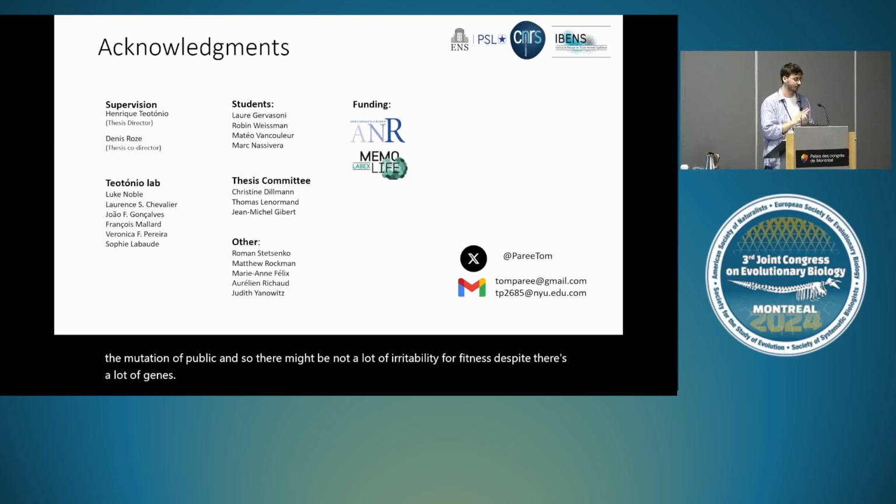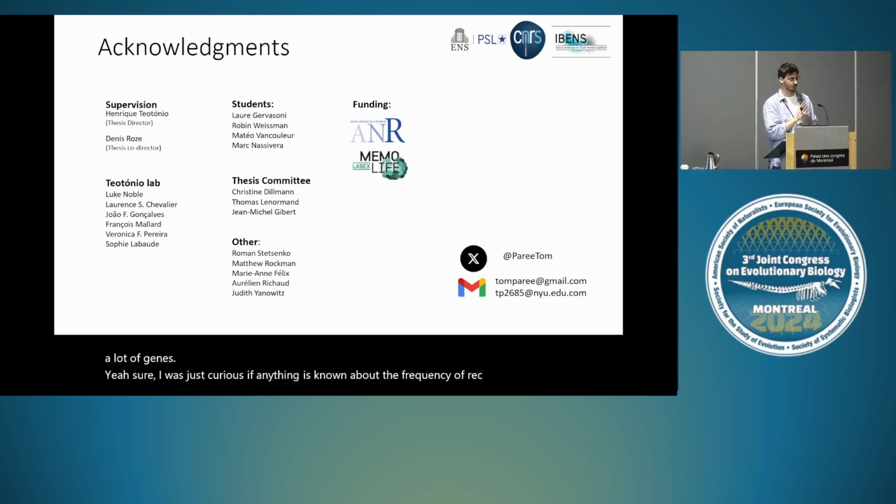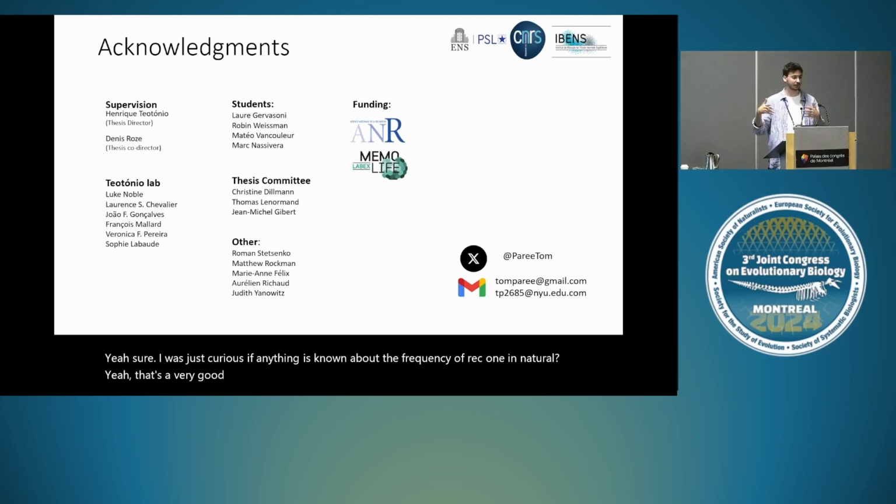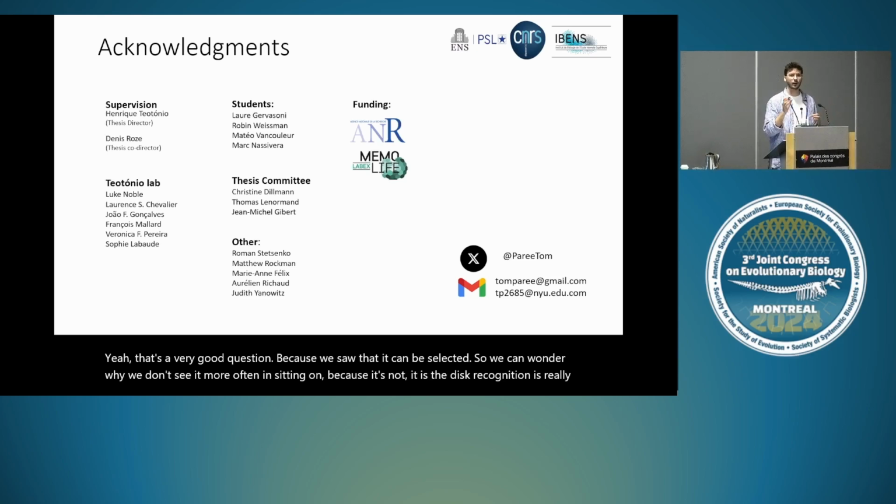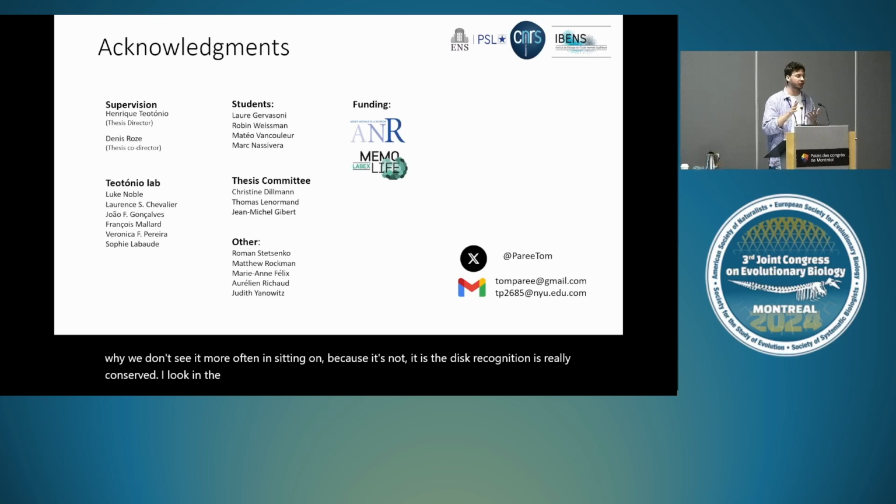Oh yeah, sure. I was just curious if anything's known about the frequency of REC1 in natural populations. Yeah, that's a very good question, because we saw that it can be selected, so we can wonder why we don't see it more often in C. elegans, because like in Caenorhabditis, this wild-type recombination landscape is really conserved. I looked in the CeNDR, which is a collection of strains, and there is some variant in some of the strains there, but we don't know how it affects the phenotype.